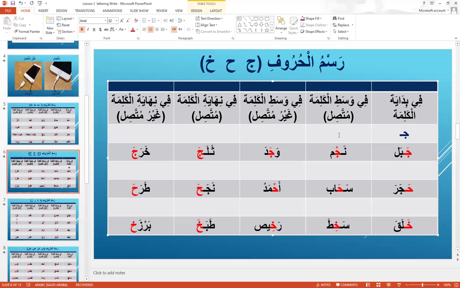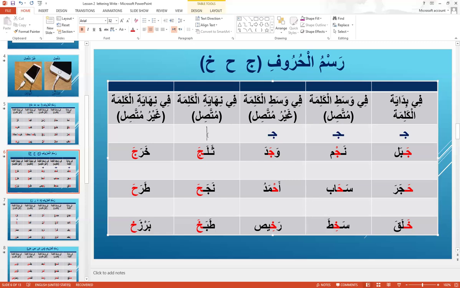So we have fi Jim fi wasatil kalima muttasil, Jim at the middle of the word connected. So if it is connected, then we have a connection on the right. Then we write Jim itself, then it's going to have a connection on the left by default. So Jim fi wasatil kalima ghayr muttasil, Jim at the middle of the word, not connected. So by default it is going to be connected on the left.